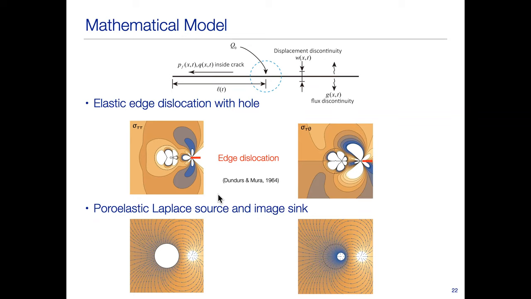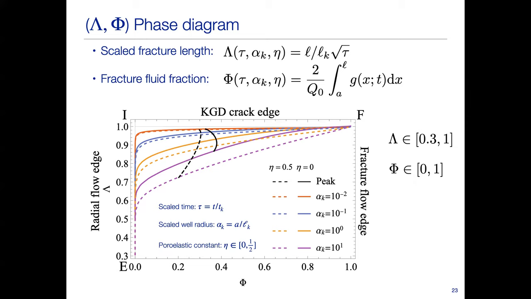Fortunately, we have a solution for that, a very classical solution from Dundurs and Mura, which gives the solution for an edge dislocation in the presence of a hole. But we can also do the same thing. By using an image solution, from the flow point of view, we can also take into account the presence of this wellbore. So just think of those source solutions as enhanced to account for the presence of the borehole. And we follow exactly the same procedure for solving it, discretizing and solving eventually a nonlinear system of equations in terms of one of the variables, in this case the leak-off along the wellbore.